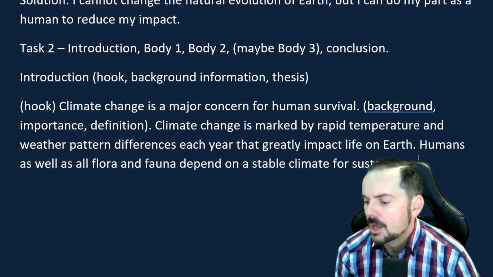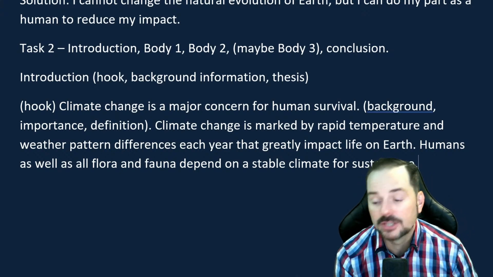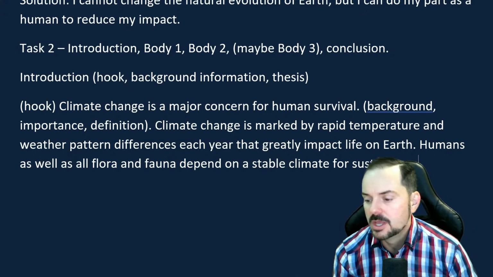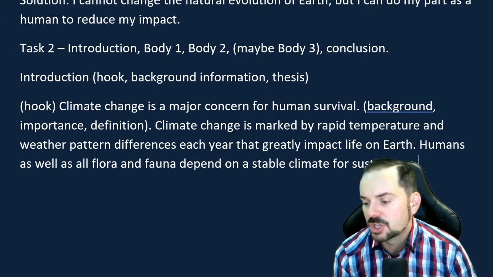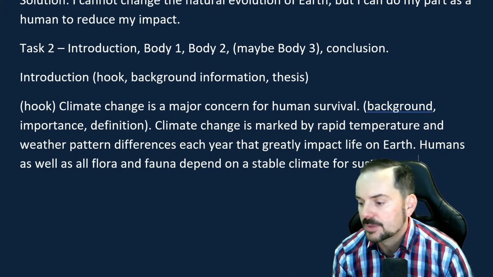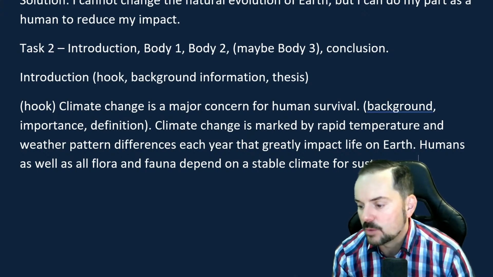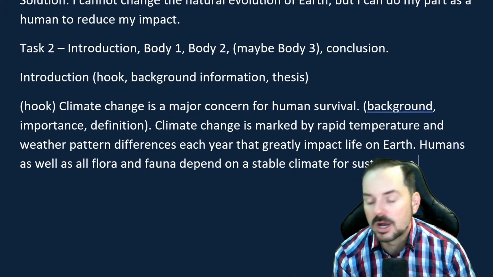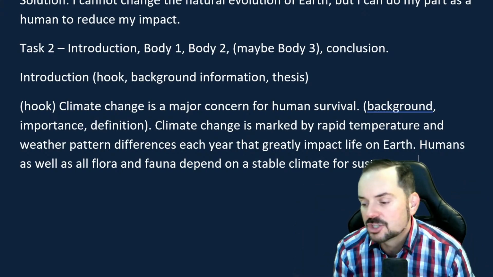Amra writes, climate change is a major concern for mankind. Good, Amra, that's a good hook. Climate change is a drastic change. Don't repeat change. We don't want to read change. So climate change is drastic fluctuations in temperature and weather patterns from year to year. So Amra, change that second word, change, to fluctuation.